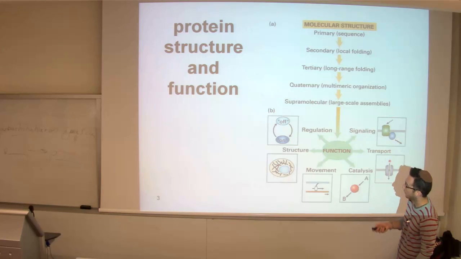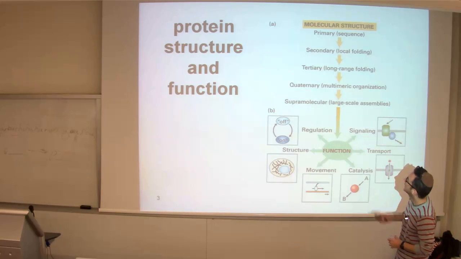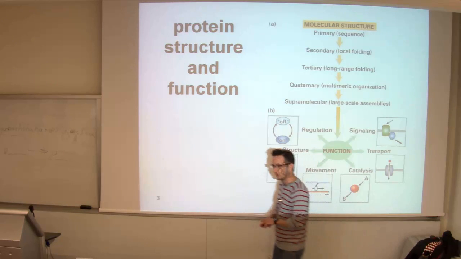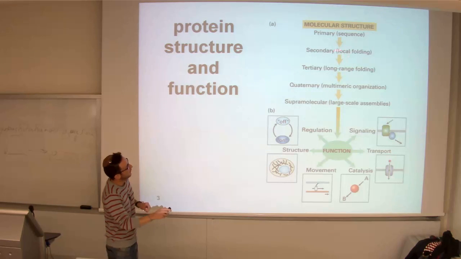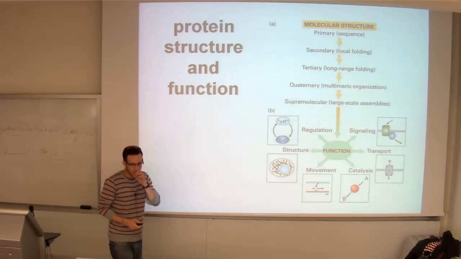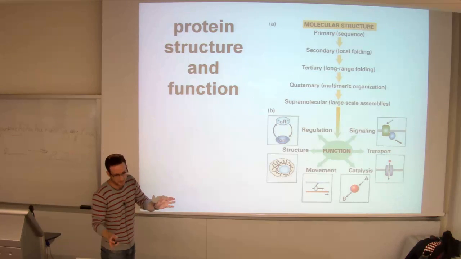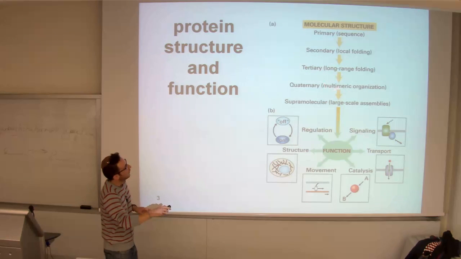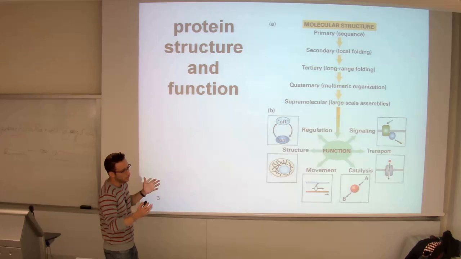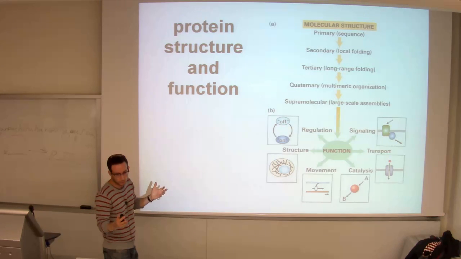Let's start with the hierarchical structure. So the most basic, primary structure of a protein is its sequence of amino acids. And then there are a bunch of additional structural levels we will see in detail in the next couple of slides, but for now, let's just look at it generally, that give rise to the overall 3-dimensional structure of the protein in space.